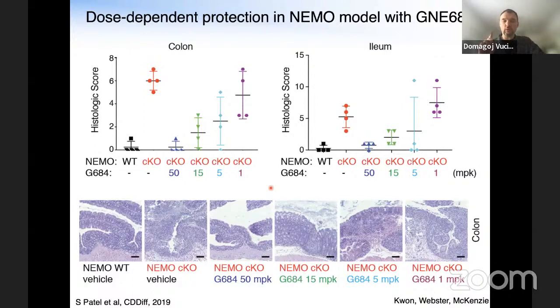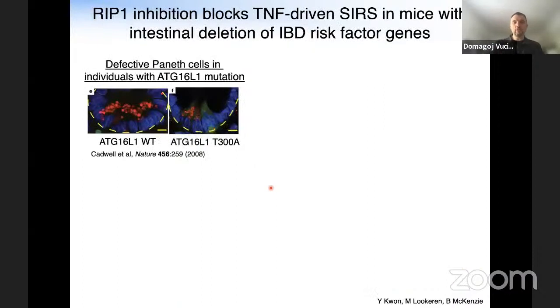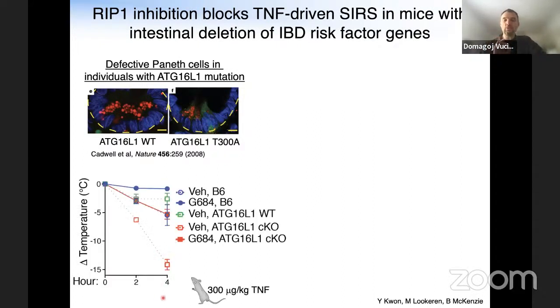And so what I'm getting at is that NEMO is mutated in patients that suffer from IBD and some other skin diseases. But the one that's really important here is ATG16L1. ATG16L1 is very frequently mutated in patients that have Crohn's disease. And when you have ATG16L1 mutated to this T300A, then it affects Paneth cells. Paneth cells are very important in the gut, especially in the ileum, right? Without Paneth cells, you don't make alarmins, you don't have proper defenses, and you get massive infection and so forth.